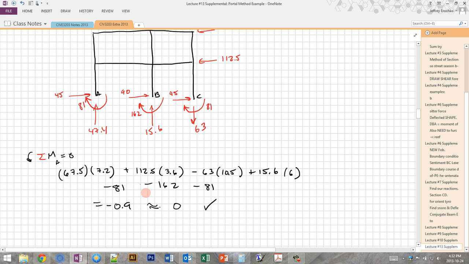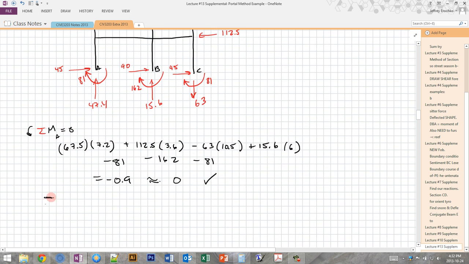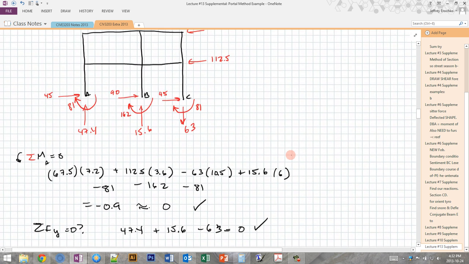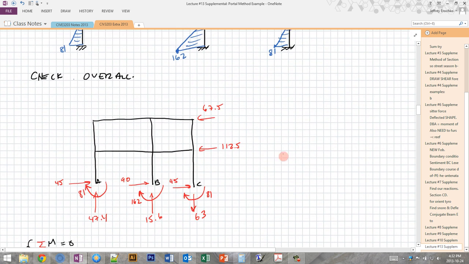This is not exactly 0 because we've lost some accuracy in the number of decimal places that we've assumed along the way. And we can do the same thing for Fy. Fy equals 0, question mark? And then we get 47.4 plus 15.6 minus 63 equals 0. Check. And so now that gives us some confidence that the analysis that we've done is correct.